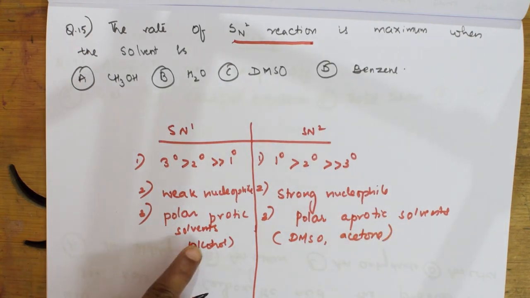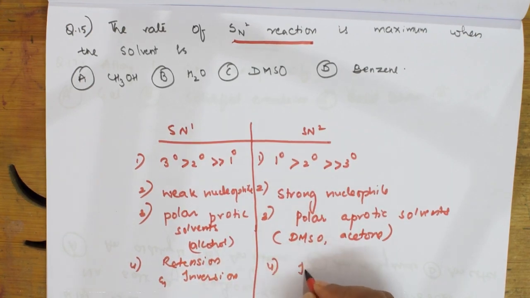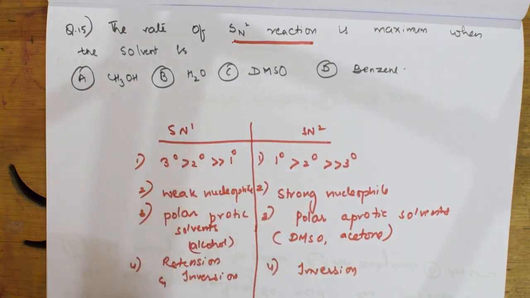Now there is retention and inversion. If I take the last one, you observe retention and inversion. When I see SN2, inversion is observed, no retention. So these are the points which you have to remember.